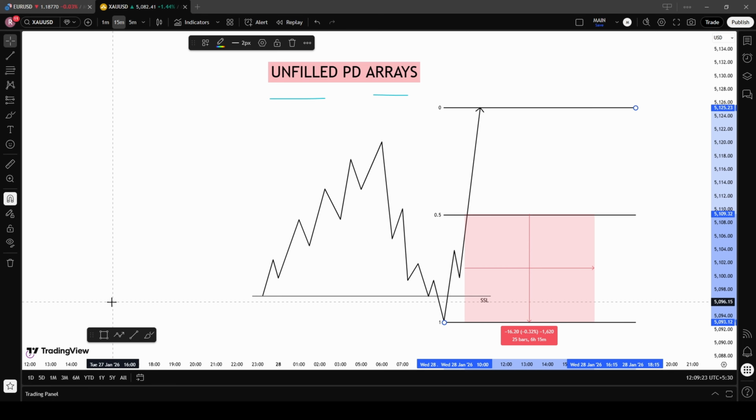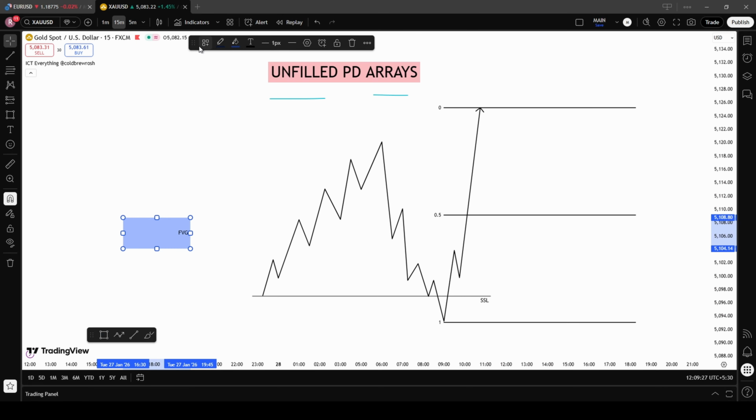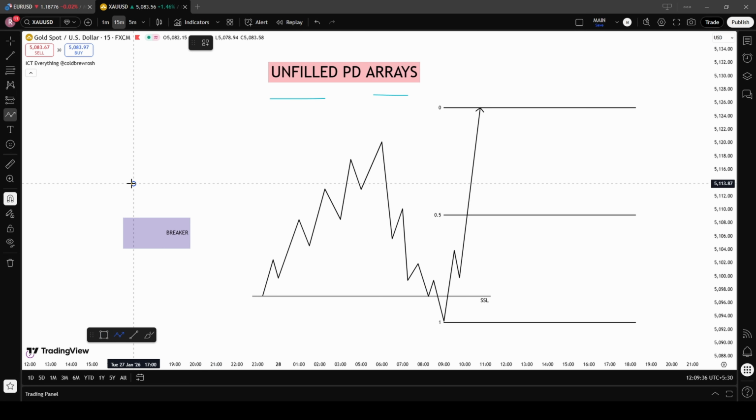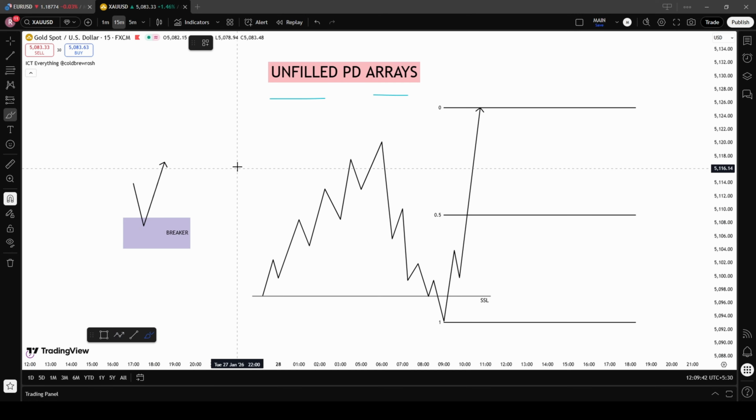It can be a fair value gap, it can be an inverse fair value gap, it can be an order block, or it can be a breaker block. The only rule that matters is that the PD array must be unfilled. If that PD array has been filled even by one candle or one wick, then the whole idea of it being an unfilled PD array is destroyed and we do not use it.